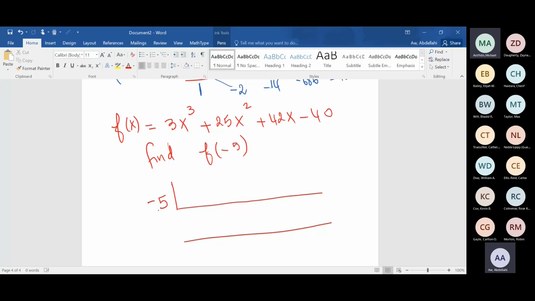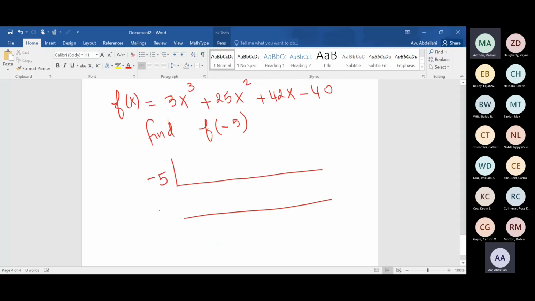So how much did you get? Somebody? I got -80. -80? Okay, somebody else got another answer? Yes, I got -1,080. See, that's big numbers. Okay, so let's see what's going to give us. So here, first of all, do you have any missing exponent here? No. We don't have any missing exponents. So you just want to write what we see: 3, 25, 42, and -40, right?